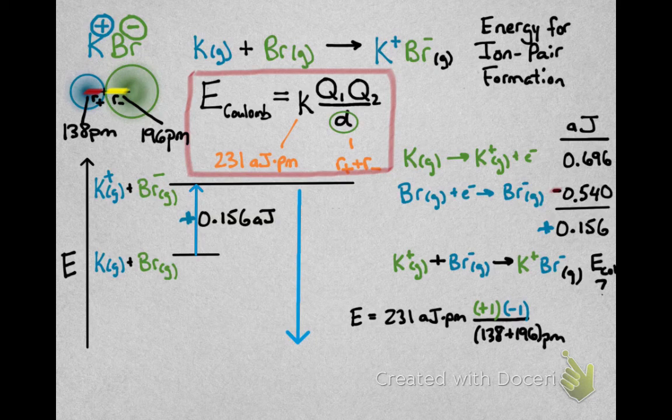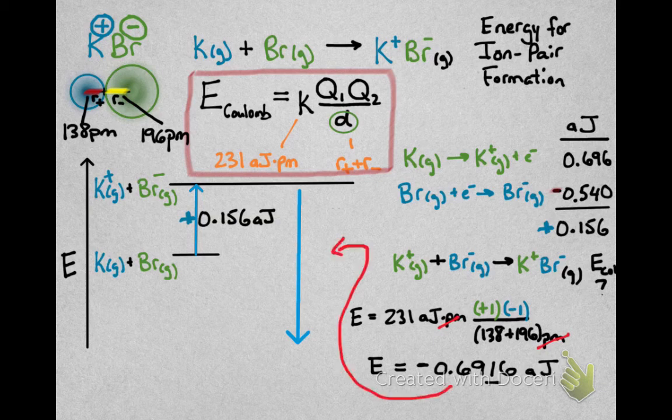And then taking this calculation through, I get negative 0.6916 or 0.692 attojoules. Notice the picometers cancel out and leave me with units of attojoules, an energy unit, which is good. And now I can put that into my diagram, negative 0.692. So I know that I had a drop in energy of 0.692. I get that much energy back for that step.